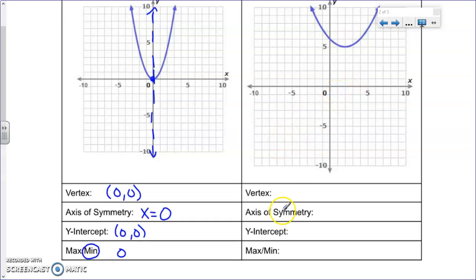All right, so let's look at this one here. It would be right here. The vertex is going to be (2, 5). And then the axis of symmetry, if we were to put it through the vertex, goes right there at x equals 2. Again, it's going to be whatever the x of the vertex is.